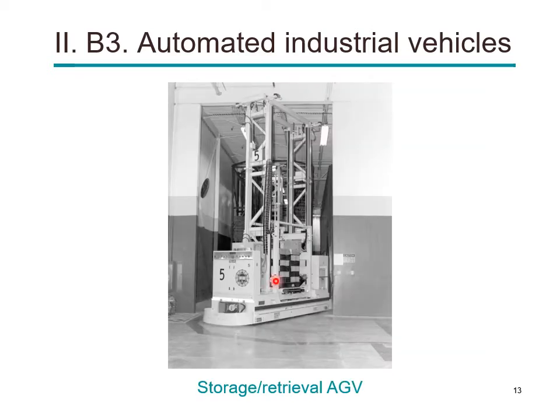This is a storage retrieval AGV. So again, inside your warehouse or inside your storage facility, there are racks, and whenever you need an item or whenever you want to store an item, this AGV can take the item directly to the assigned address in the storage and place the pallet or the unit load into that address by itself automatically.